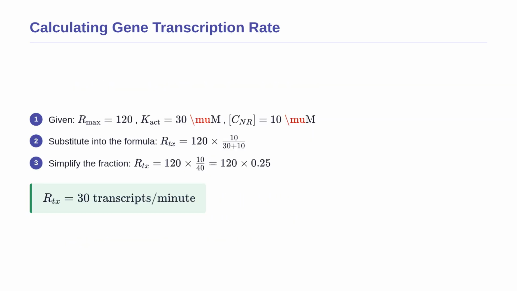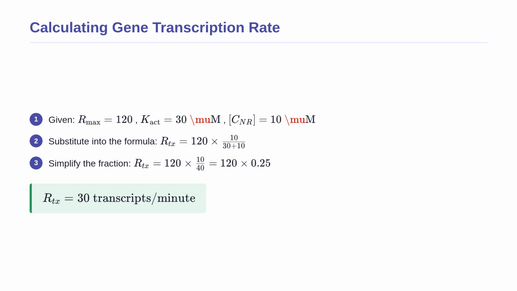Let us apply this transcription rate formula to a biological scenario. A cell biologist is studying the effects of testosterone on muscle cells. The maximum transcription rate for a specific muscle growth gene is 120 transcripts per minute. The activation constant is 30 micromolar. The current concentration of active nuclear receptors is 10 micromolar. We need to calculate the current rate of gene transcription.